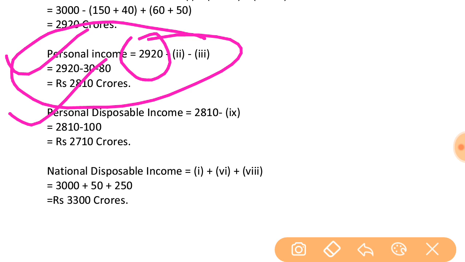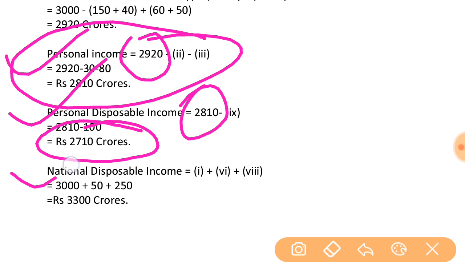So next, personal disposable income. So according to the formula, what is personal disposable income? Personal disposable income is the amount of money that a household or individual has available for spending and saving after when? After paying the taxes. So that is why from the personal income, when we deduct the direct taxes paid by households, then we will get the personal disposable income.